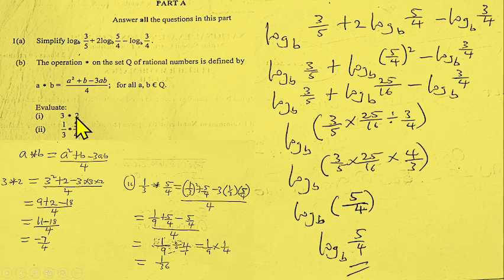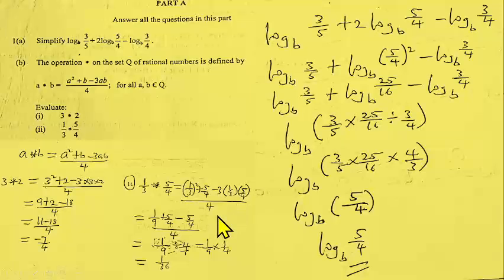So when you simplify 3 asterisk 2, it gives us minus 7 over 4 when you put it into this rule. Also, if we got 2 there, we have 1 over 3 asterisk 5 over 4. Also, you put that here, a will be 1 over 3 and your b will be 5 over 4. So that should give us 1 over 3 squared plus 5 over 4 minus 3 multiplied by 1 over 3 multiplied by 5 over 4, everything over 4.